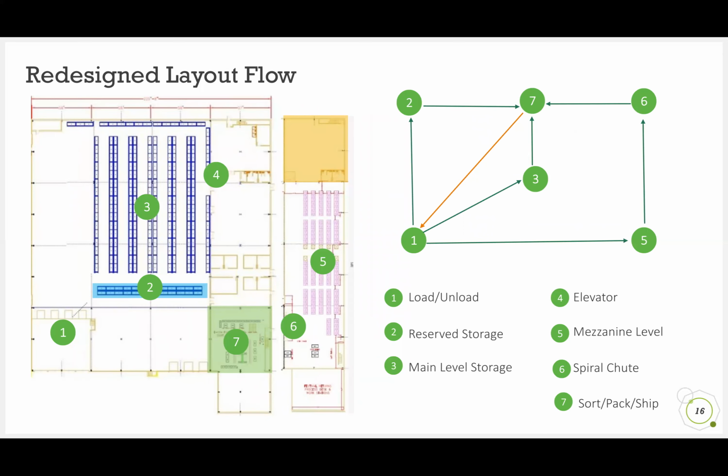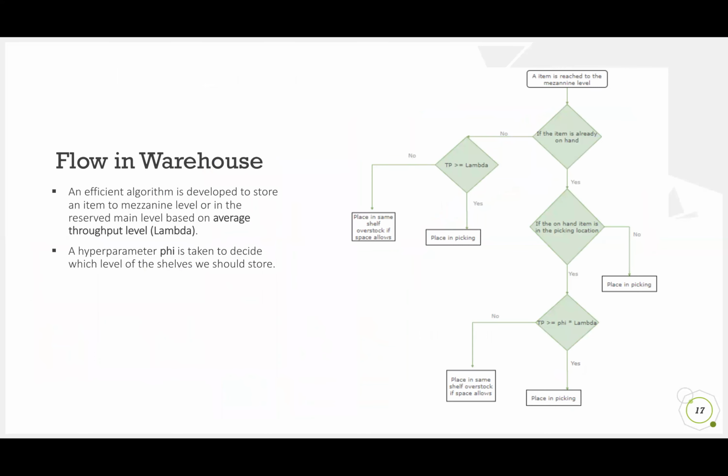In the redesigned layout flow, as you can see, all the process is now in one direction. There are some changes in the process that made the layout flow and process flow one direction. We believe that it will reduce the backtracking and minimize the bottleneck in the lift or elevator.